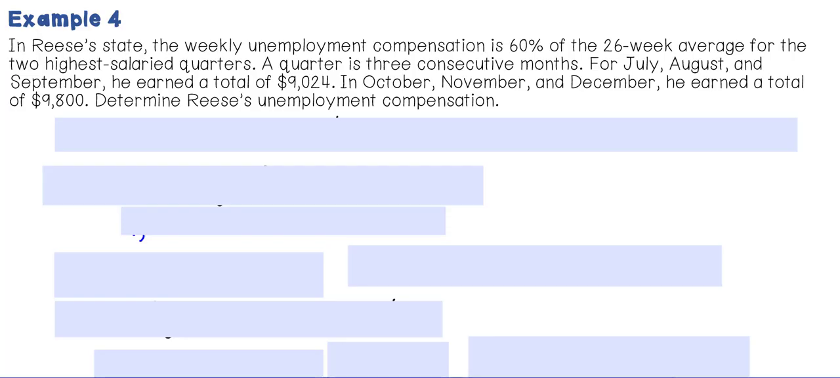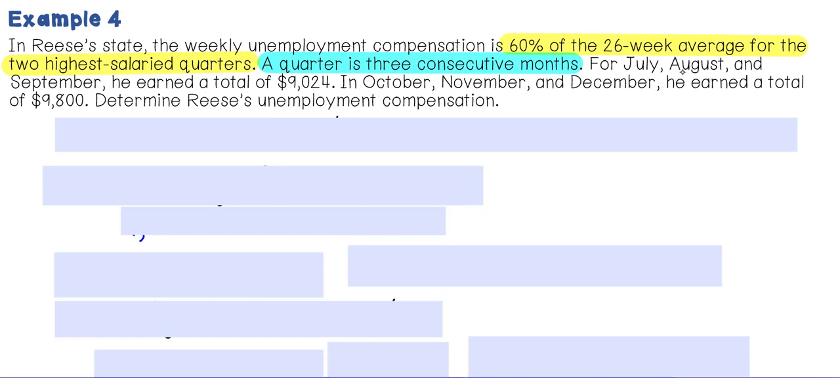In this last example, we're going to look at unemployment compensation. So unemployment is something you can get if you're laid off from your job. So in Reese's state, the weekly unemployment compensation is 60% of the 26-week average for the 2 highest salaried quarters. So remember, a quarter is 3 consecutive months, okay? And you need 2 quarters, so you'll need 6 consecutive months total.